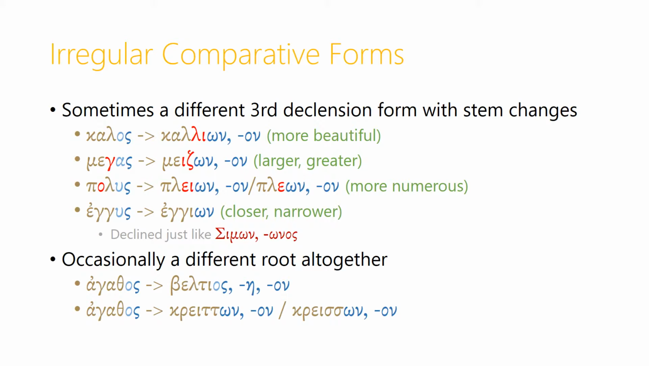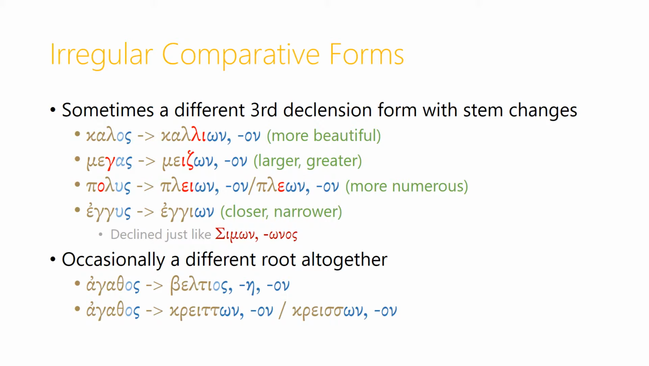A similar thing happens when we look at megas, which is third declension already in the regular form of the adjective. That becomes another third declension, maidzon, maidzon, in its comparative form. If megas means large or great, maidzon, maidzon means larger or greater.